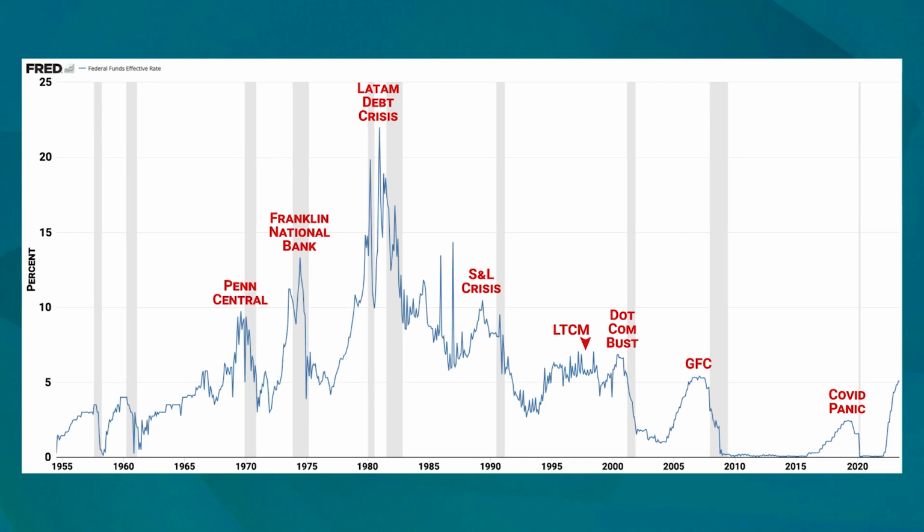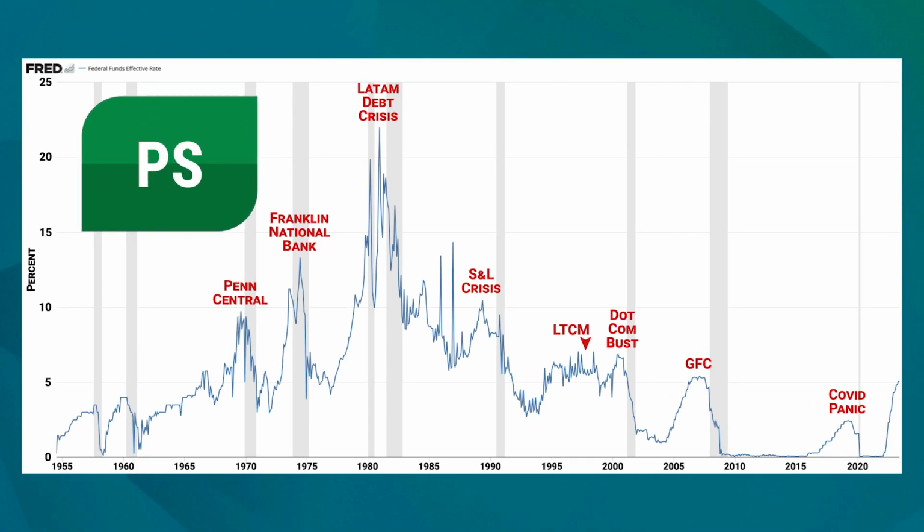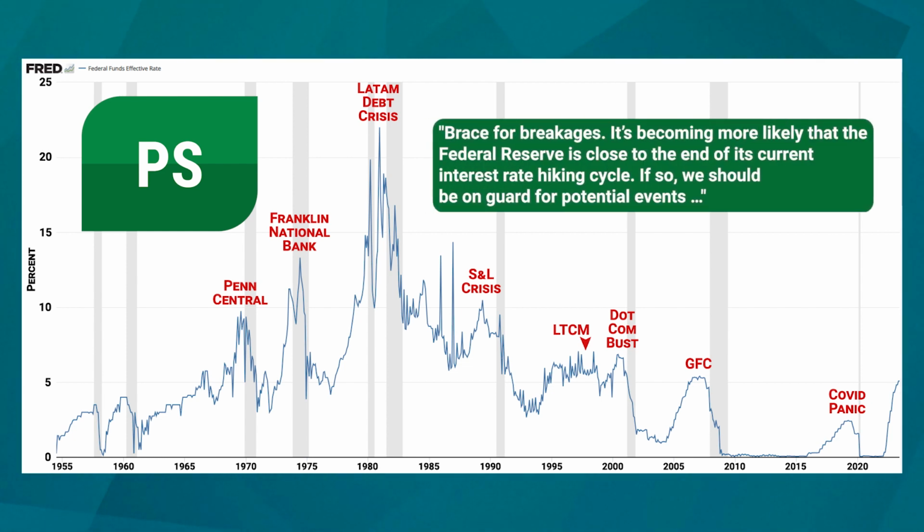This chart comes from economist Murray Gunn's recent daily commentary via our Interest Rate Pro service. His blunt commentary said, quote, "Brace for breakages. It's becoming more likely that the Federal Reserve is close to the end of its current interest rate hiking cycle. If so, we should be on guard for potential events," end quote.